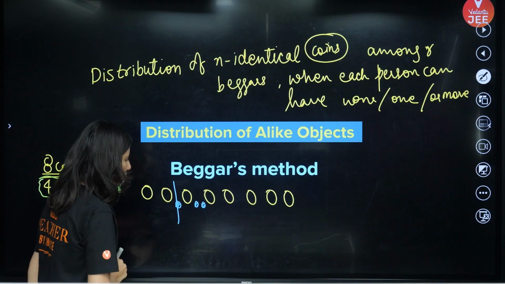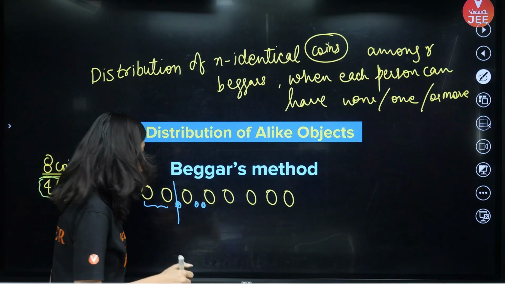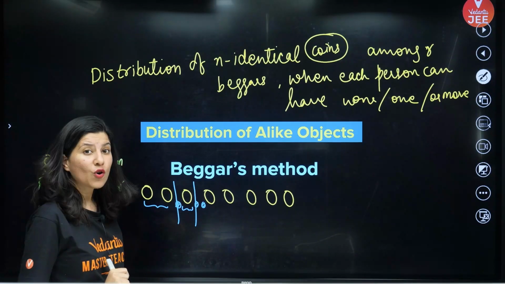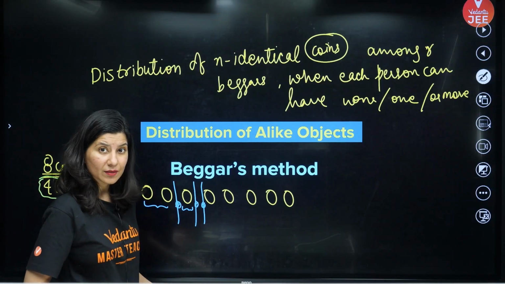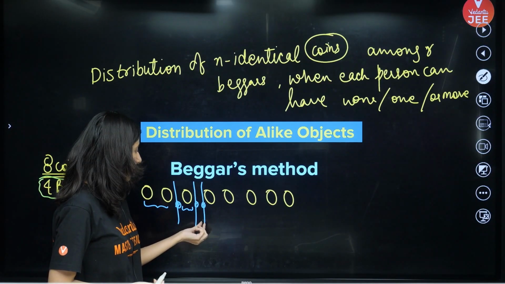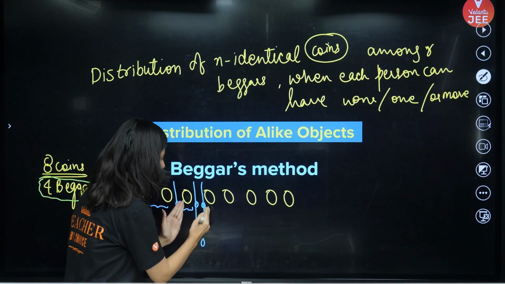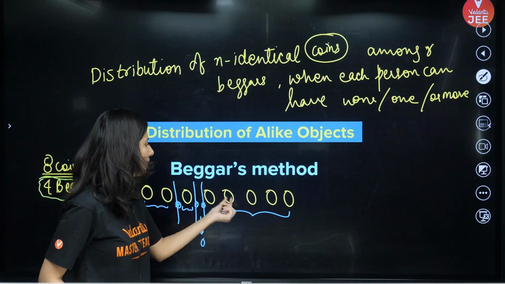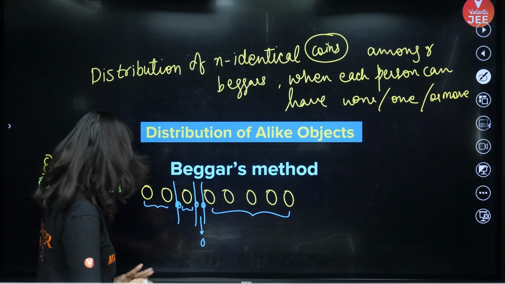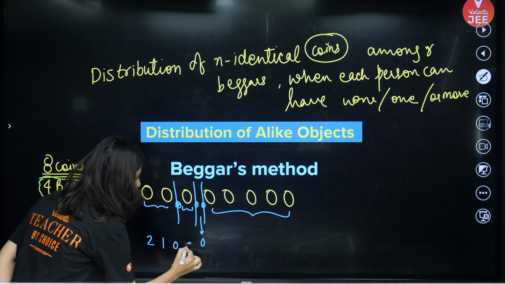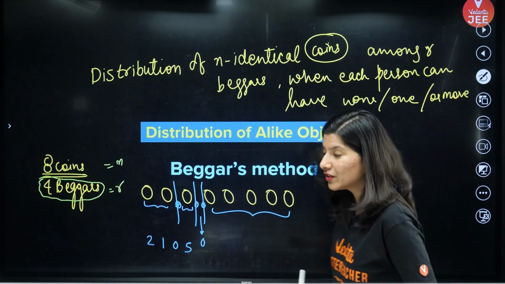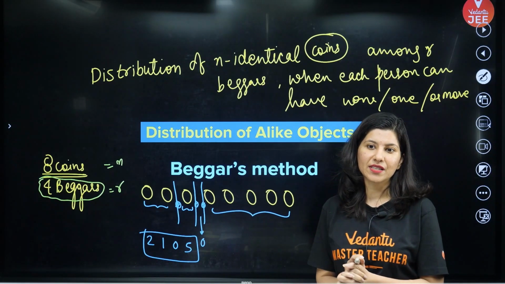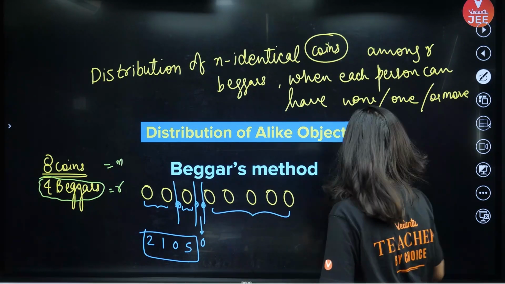So this is partition number 1. That means the first beggar is getting 2 coins. Partition number 2, the second beggar is getting only 1 coin. The third beggar will get 0 coins. Why? Because there are no coins in between these two partitions. And the fourth beggar will have 5 coins. So the distribution is 2, 1, 0 and 5. This is also one of the distributions. 4 beggars are there. So there are multiple distributions like this. I hope that this is clear.